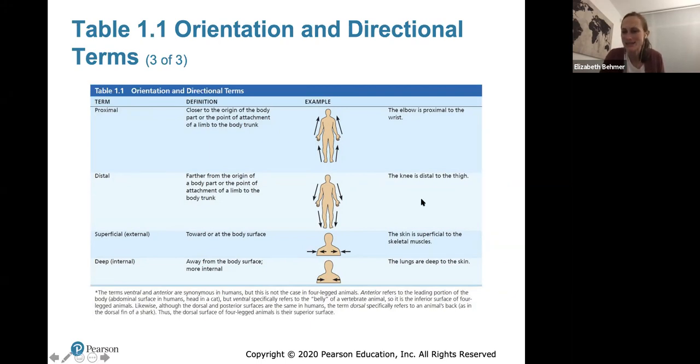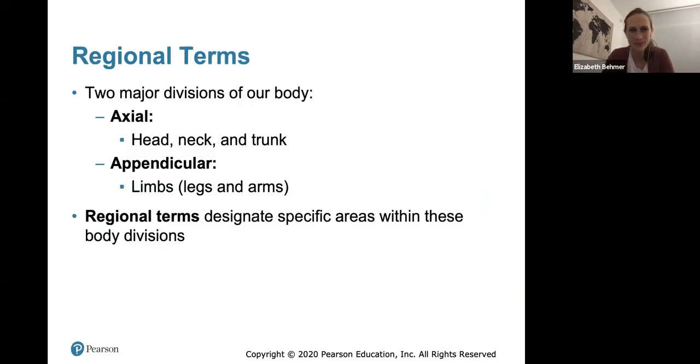The knee is distal to the thigh because it's further away from the point of attachment of the thigh. Superficial and deep. Superficial is more external, such as the skin. Deep is internal. So for example, the lungs are deep to the skin.